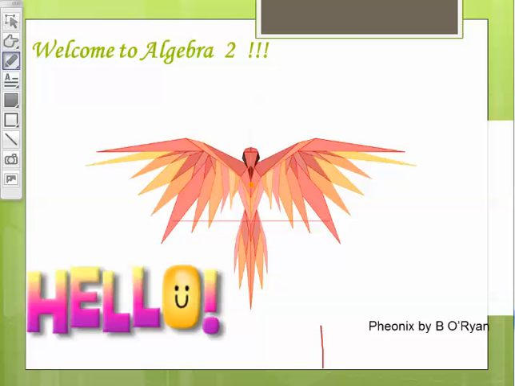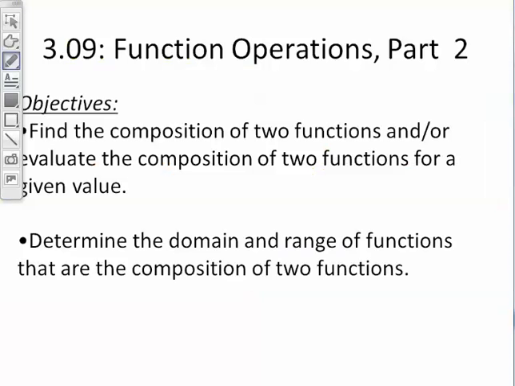We're in Chapter 3. We're talking about functions, and we've been talking about operations of functions. And today we're going to take up a different type of an operation. Last time we talked about adding, subtracting, multiplying, and dividing. That didn't seem that difficult. But now we're going to talk about the composition of two functions and evaluate that composition of the two functions.